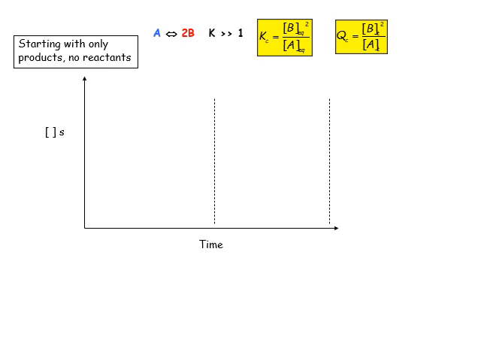Sticking with the same reaction, A goes to 2B, and sticking with the same equilibrium constant that has a value of greater than 1, what do the concentrations versus time graphs look like if we start with products and not reactants? Again, we're showing the product concentration in red and the reactant concentration in blue. So our initial condition is to start with products only.